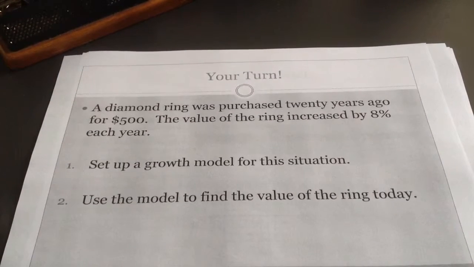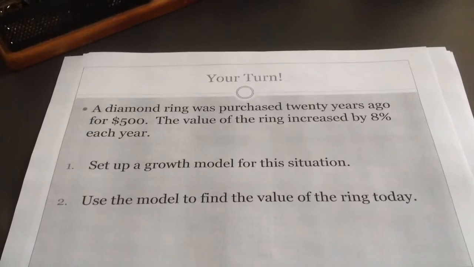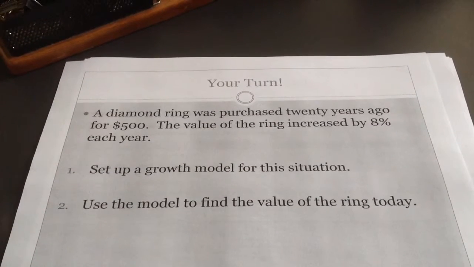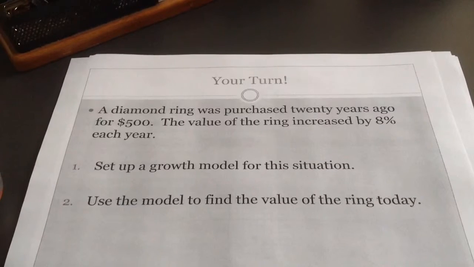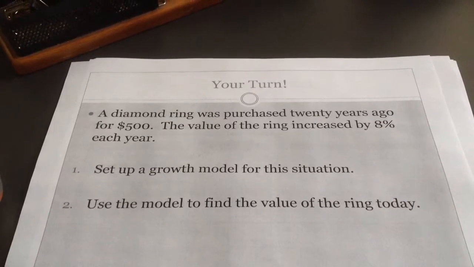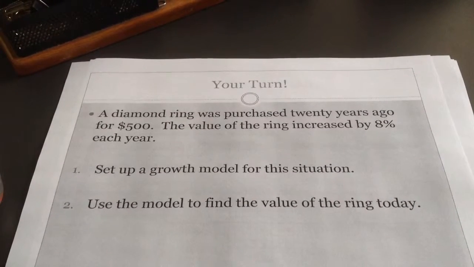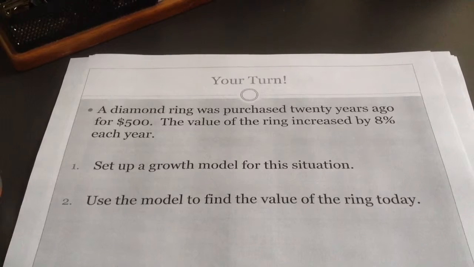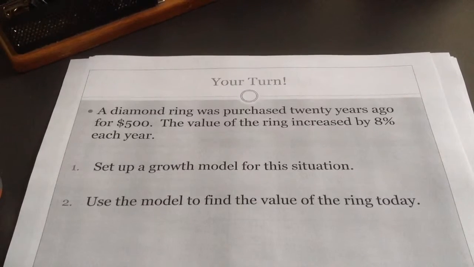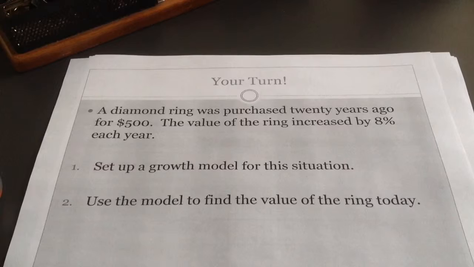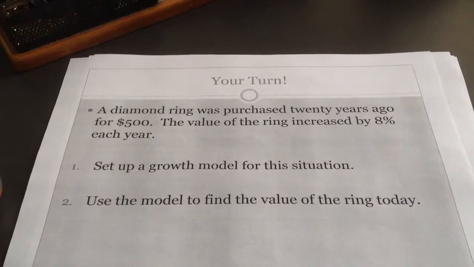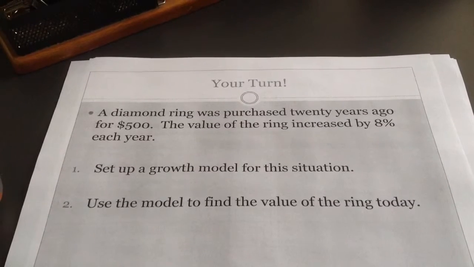So maybe this ring was handed down to you. You had a loved one pass, and in the will, they want this person to have this diamond ring. Now, they purchased it for $500. What's that value going to be? What is it going to be worth if you were to try to sell it now? Or maybe pay for college with it or whatever. Let's see how much money it would be over the course of 20 years. So go ahead and set up the growth model.